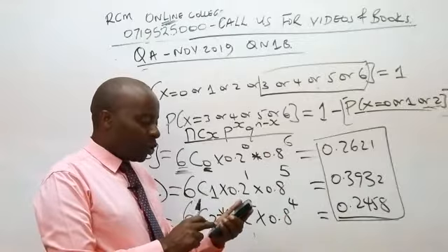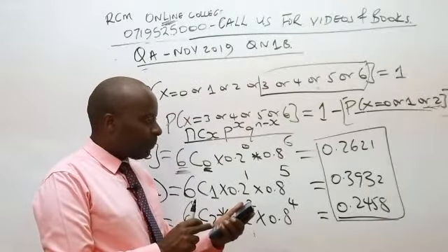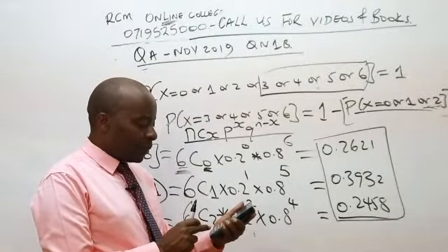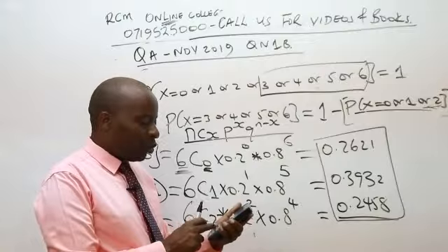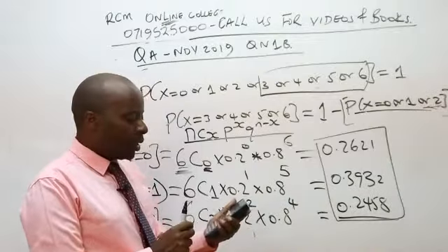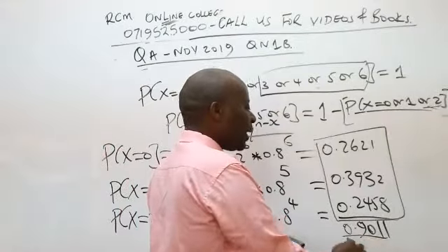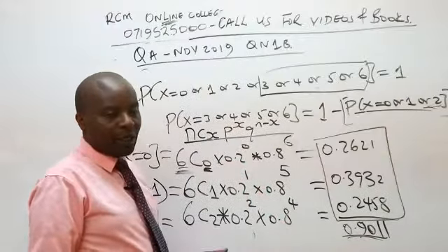So this gives us 0.2621 plus 0.3932 plus 0.2458, which will give me 0.9011. Remember, that is not the probability that they wanted us to get.